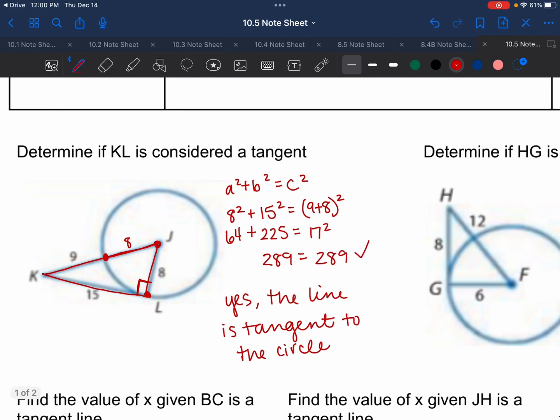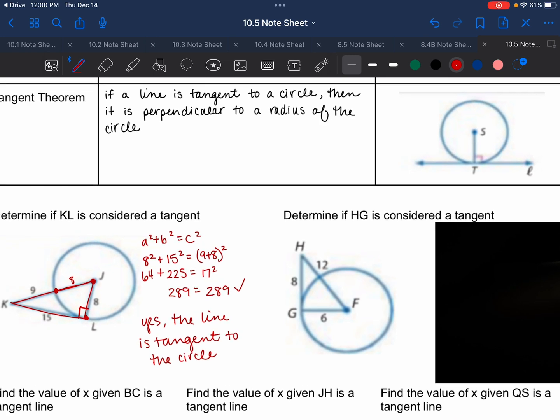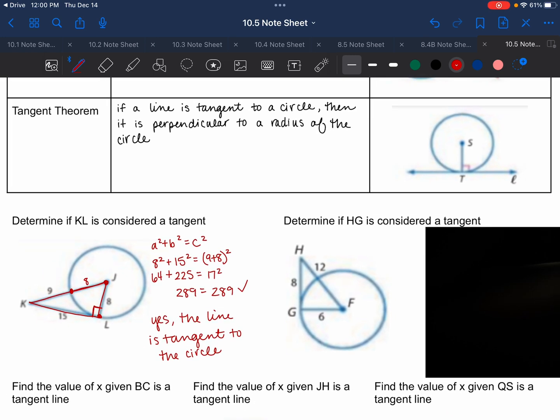All right, so I want you to pause here and try this next one on your own. Determine if HG is a tangent.